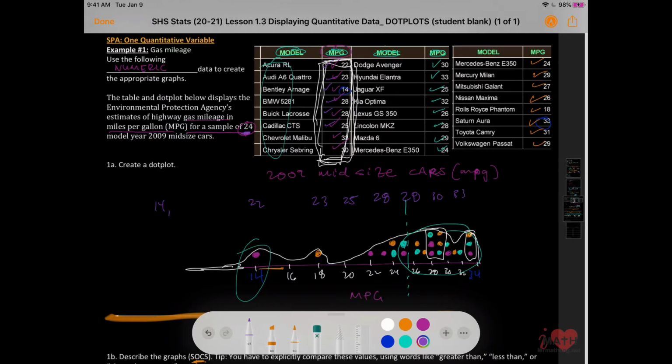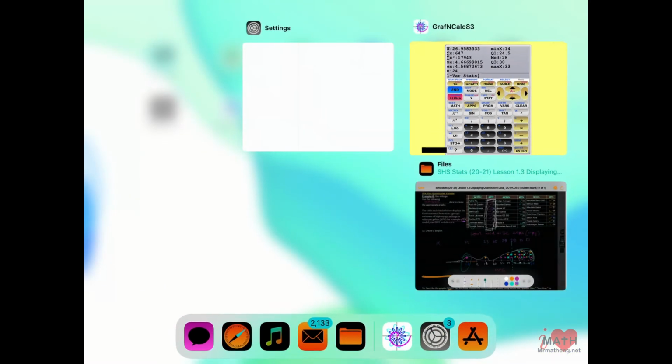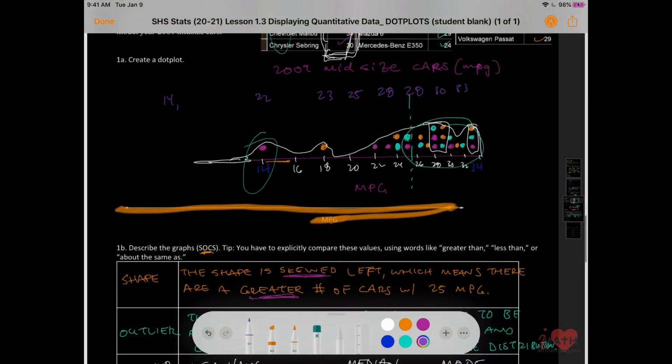The mode you can probably see from the dot plot, and then the average you just need to add up all of those numbers and divide it by 24, which I think our calculator actually gave us 647. So technology is awesome. Figure out how to use it. Come to office hours. I'll try. I'm not an expert in all of those.